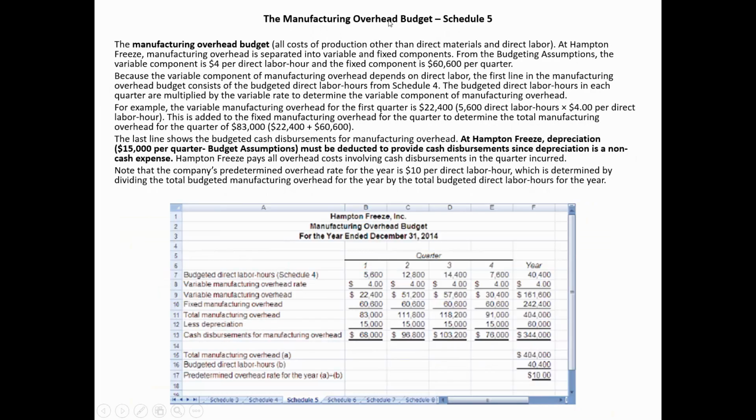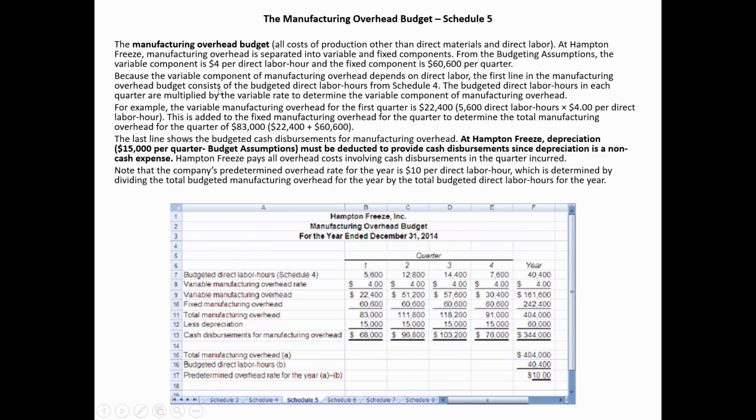Next, we want to look at the manufacturing overhead budget. Now, this is going to be separated into variable and fixed costs. So the manufacturing overhead, although all costs of production other than direct materials and direct labor at Hampton Freeze, manufacturing overhead is separated into variable and fixed. From the budgeting assumptions, the variable component is $4, and we're going to apply that based upon how many direct labor hours we're expending. And the fixed component is $60,600 per quarter.